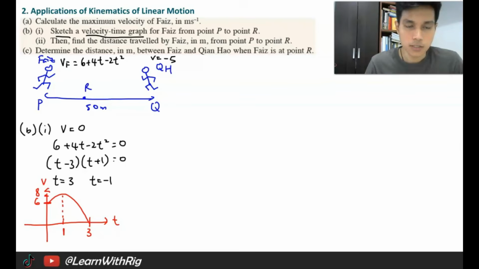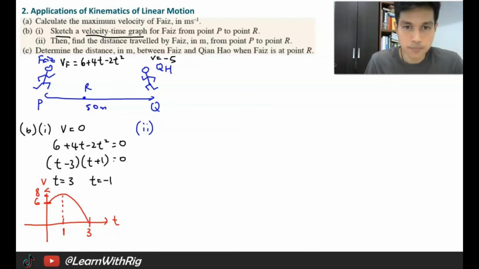So now you have got this. We already plot the graph. Next they want you to find, question 2, the distance traveled by Far East from point P to point R. So from point P to point R, you just have to integrate.